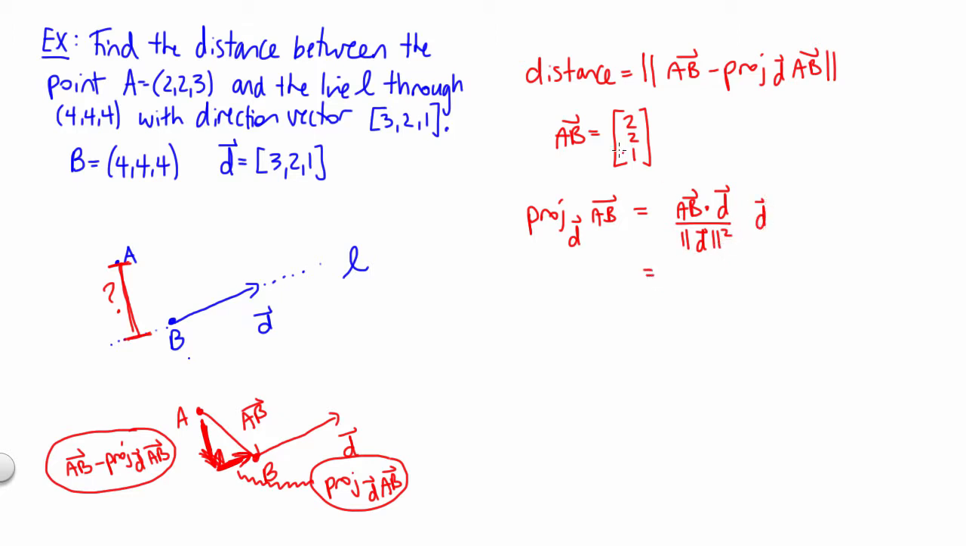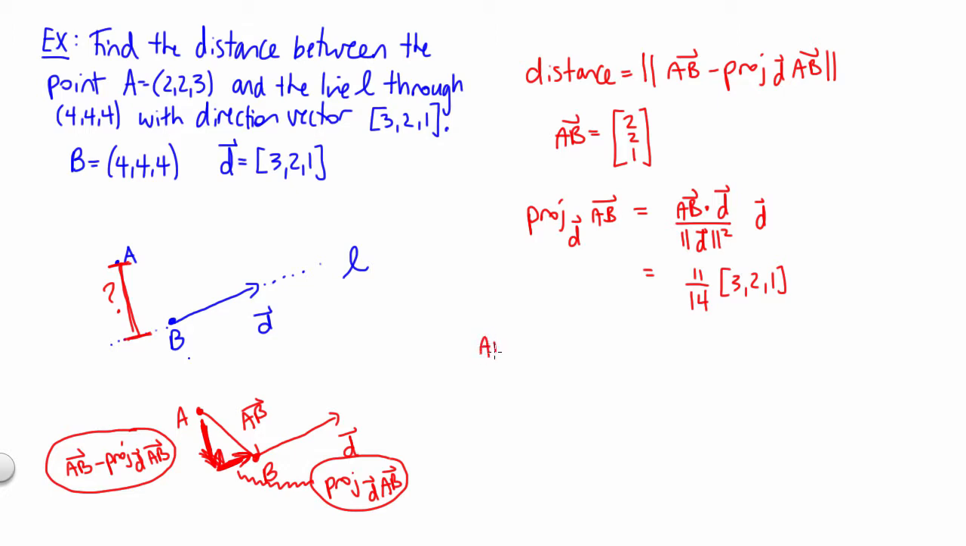So calculating this dot product, AB dot D, is going to give us 3 times 2 plus 2 times 2 plus 1 times 1. All right, so that's 11. Divided by the norm squared of D, that's 14, in the direction D. All right, so we've got 11/14 times that vector (3, 2, 1).